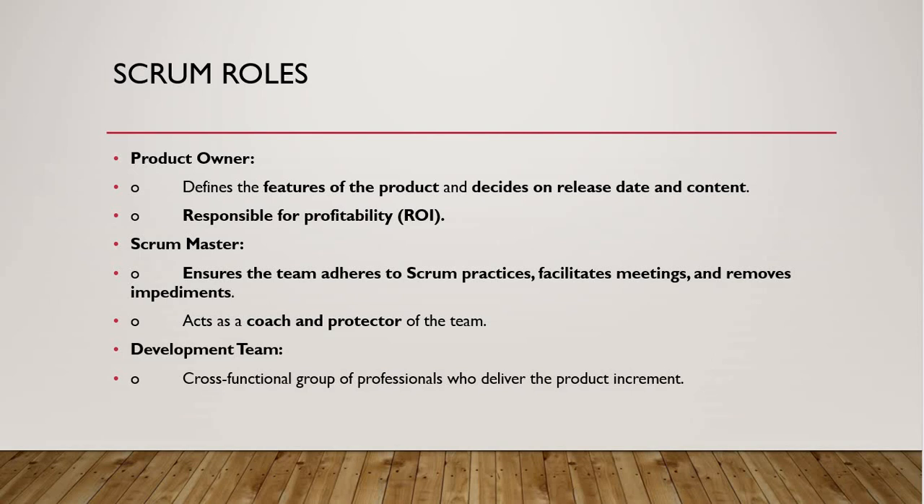And then the Scrum Master ensures the team adheres to Scrum practice, facilitates meetings, and removes impediments. So this is the second important person, the Scrum Master, who acts as coach and protector of the team. You can say someone who leads the team. And then the development team, the cross-functional group of professionals who deliver the product increment. The development team consists of professionals who work on the product development, the real people involved.